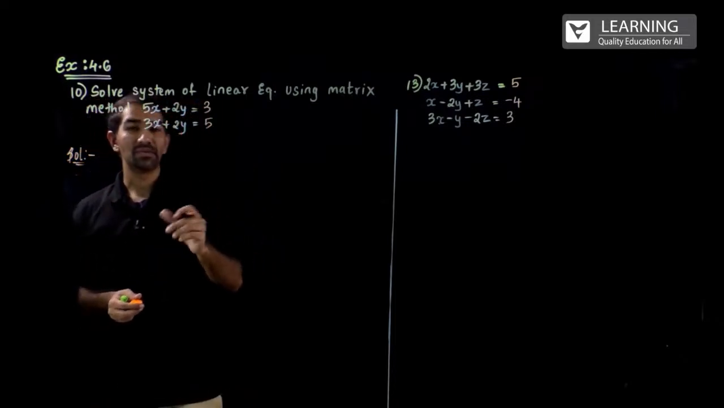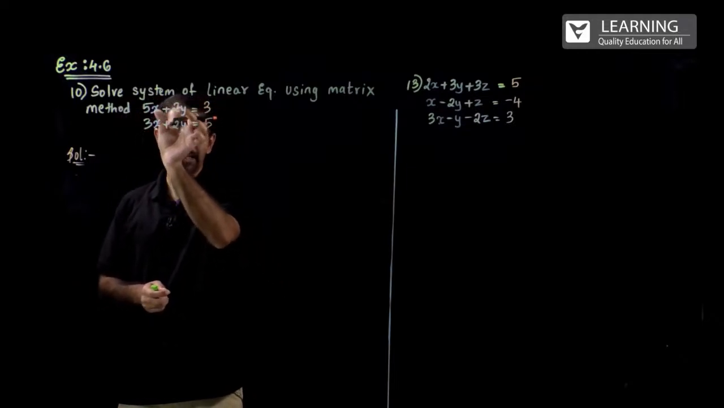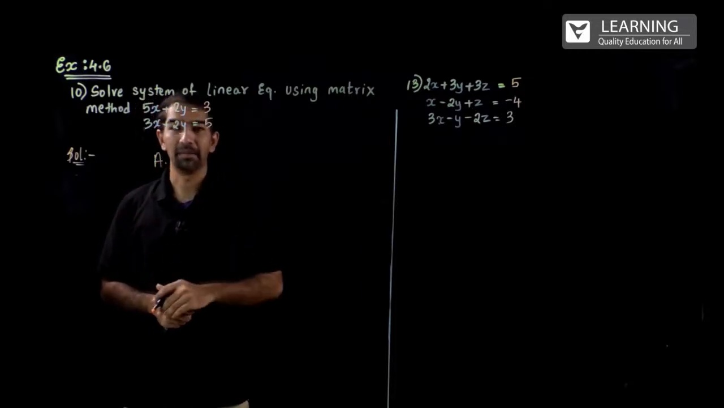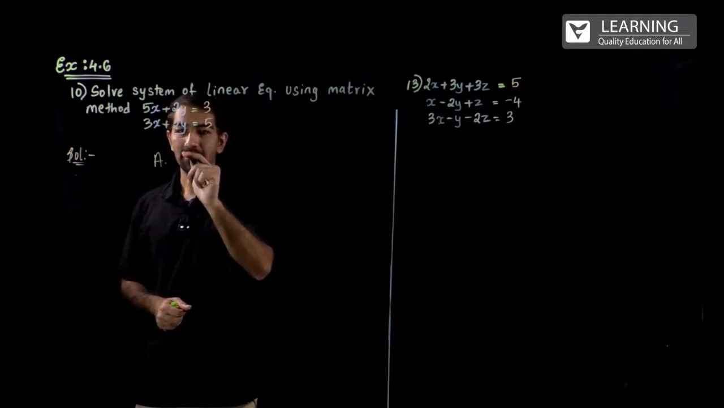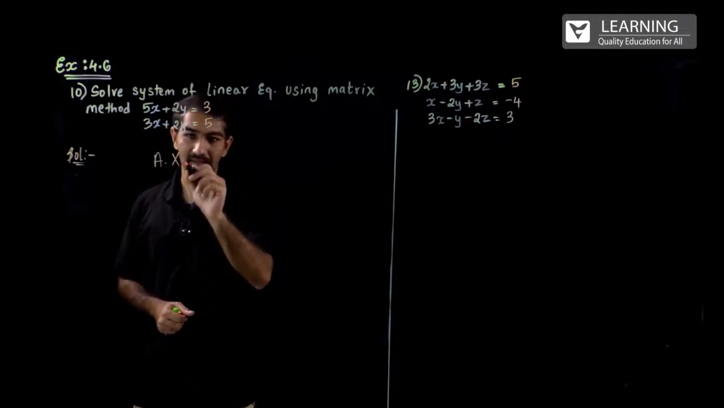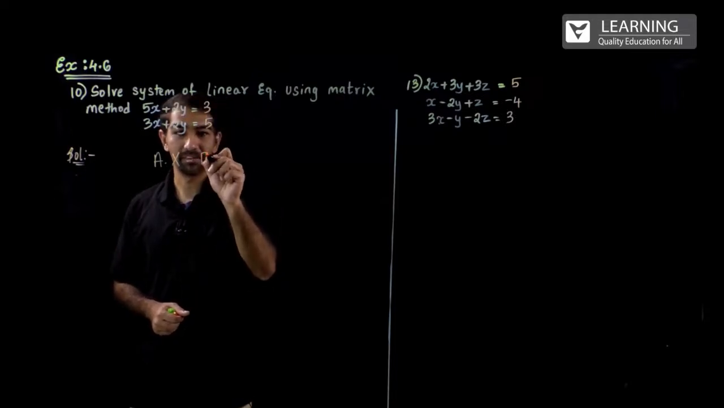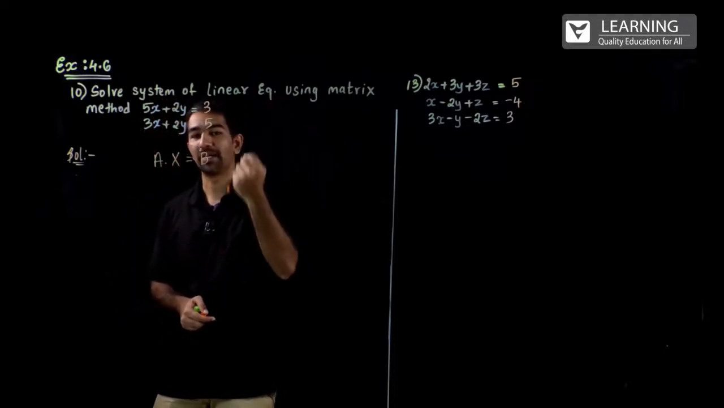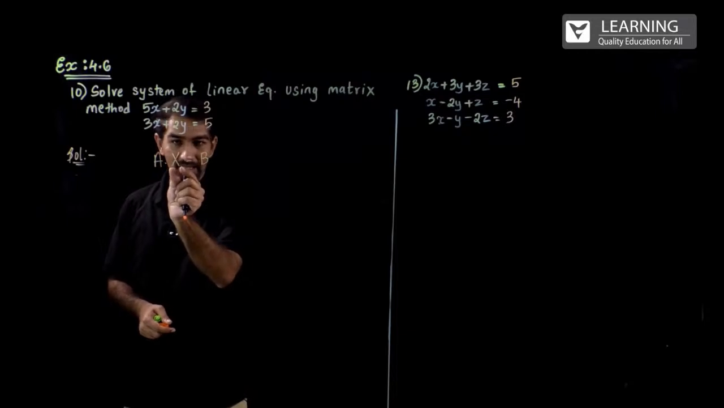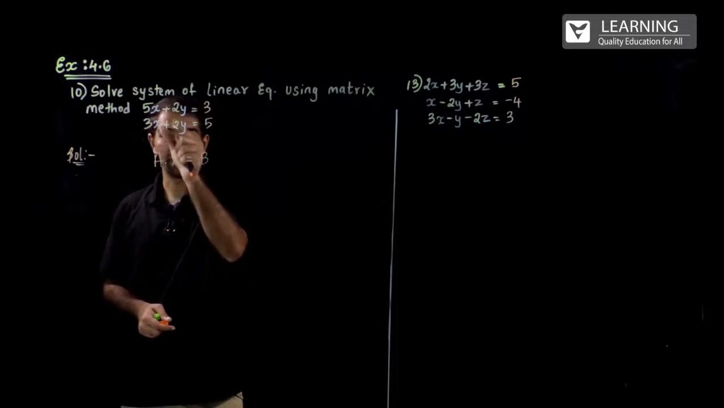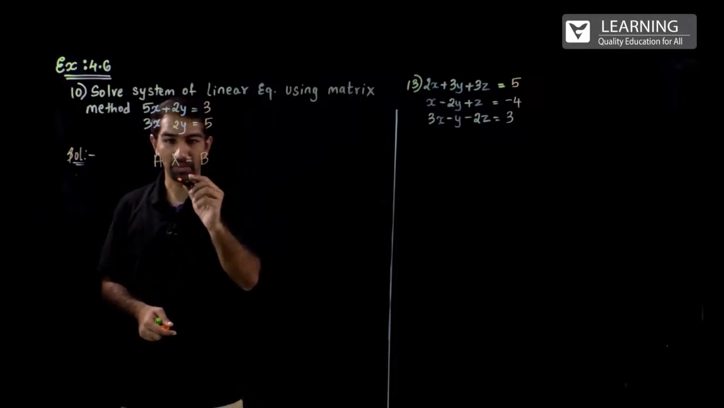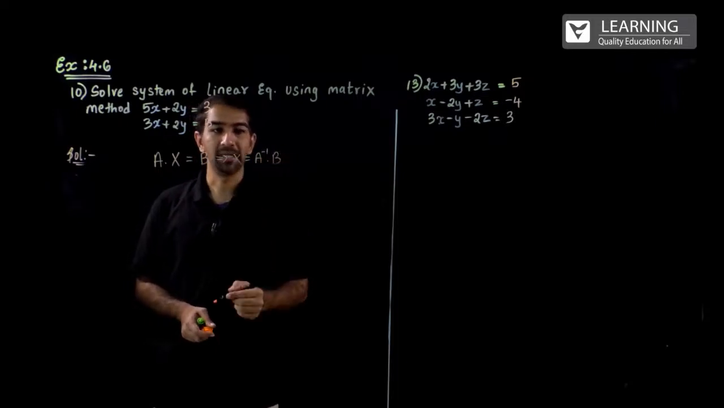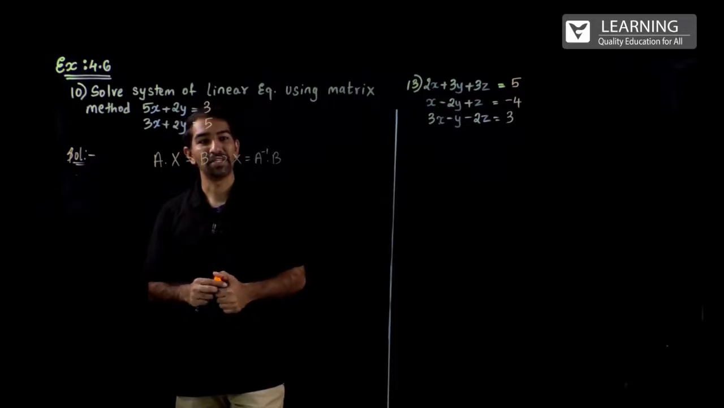How do we solve these linear equations with the help of a matrix? Students, the numerical coefficients we will take as matrix A, multiplied with the variables, which we take as matrix X, which is equal to this, which we take as matrix B. Now what do we want? We have to solve this, which means we have to find out what X and Y are. Sending A to the other side, we get X is equal to A inverse of B.